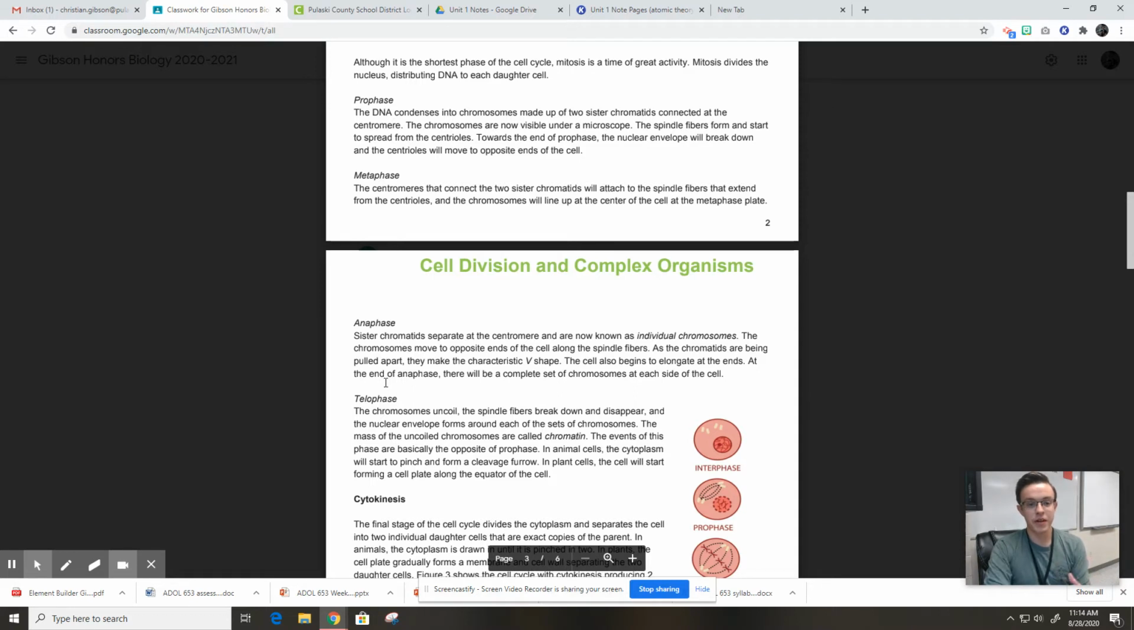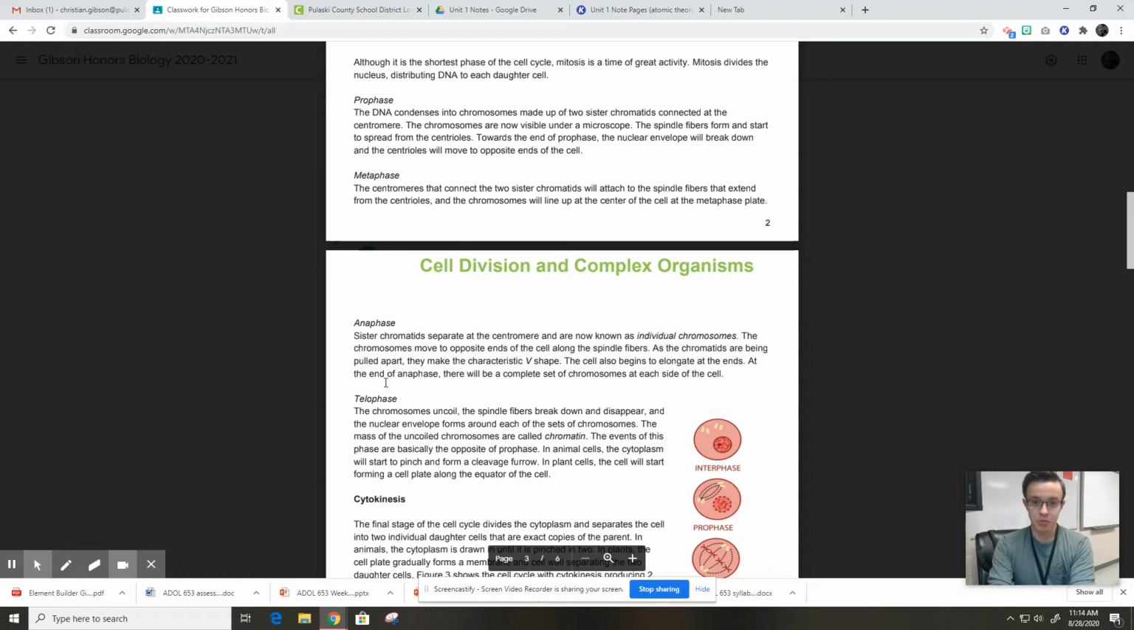Okay, so in prophase, this is where the DNA condenses into chromosomes. They kind of wind up into chromosomes, and that is so that they're really easily packageable and movable throughout the cell. They're not big, long spaghetti strands. They're little packages of chromosomes.